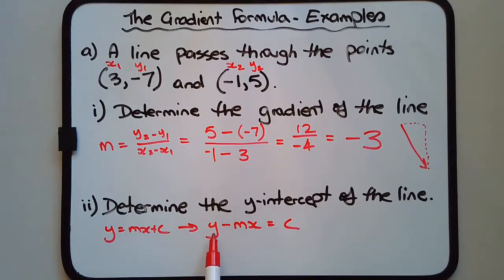Now we need to pick a point. We need a y value and an x value. We know what m is: m is -3. Go back to the original question.